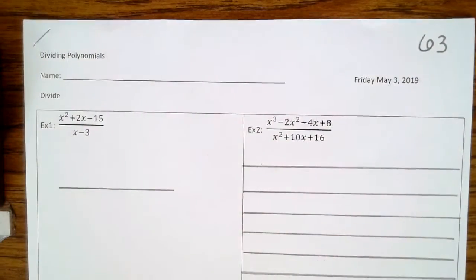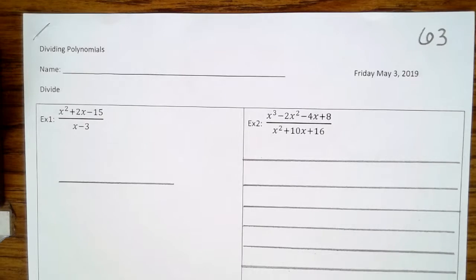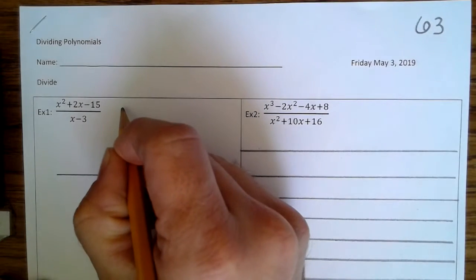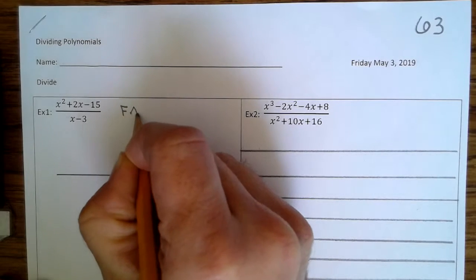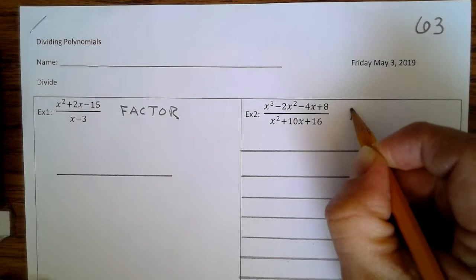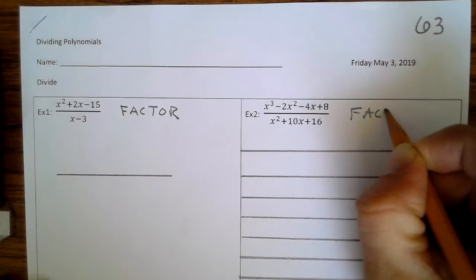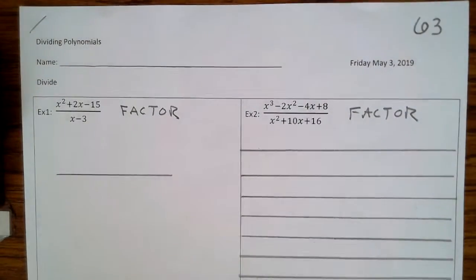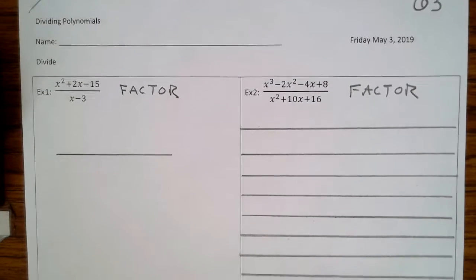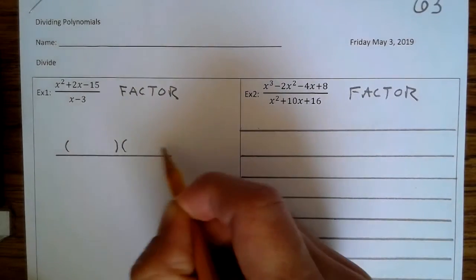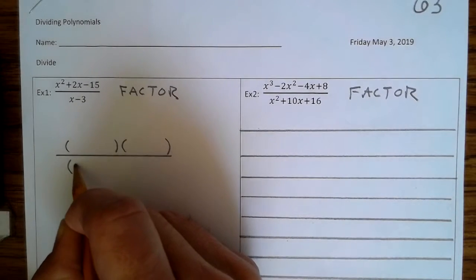All right, dividing polynomials on page 63. Now example 1 and 2 we're going to factor. Okay, and there we go, just aligning a little bit. Example 1, so to factor we know 2 parentheses. There's nothing we can do with the x minus 3.